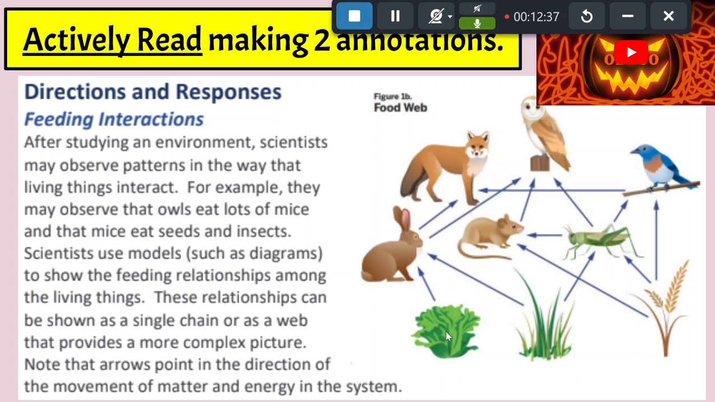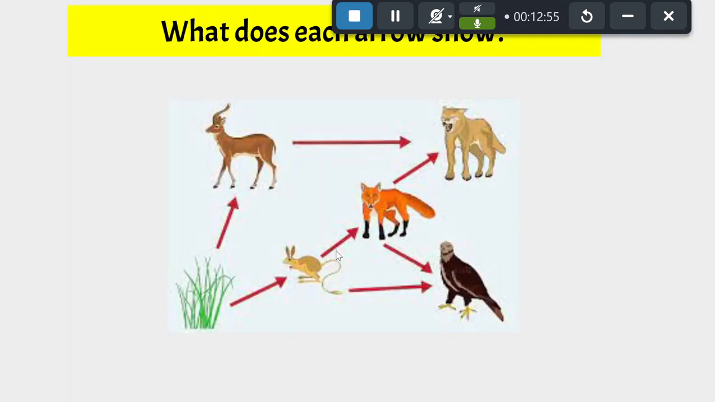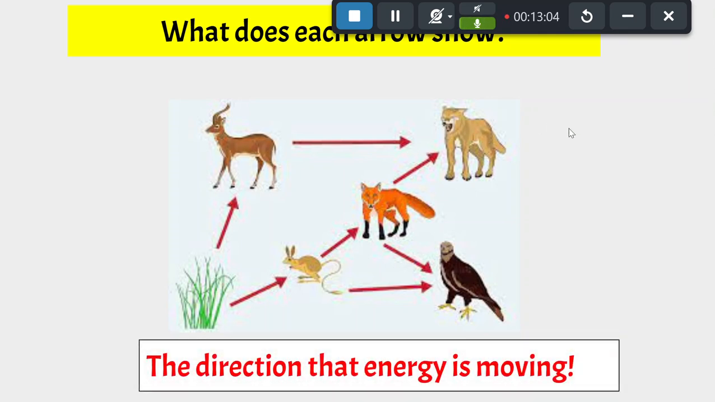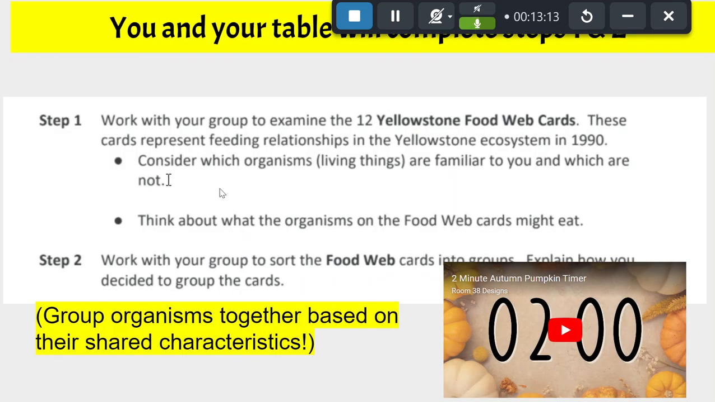So I have lettuce with an arrow pointing to the rabbit. The energy that the lettuce created, because it was in the sun, the energy is moving to that rabbit. If this hawk eats the rabbit, the energy in the rabbit is moving to the hawk. Okay, and so again, we want to look at the arrows. What does each arrow show? It shows the direction that energy is moving. So it's moving from the grasses to whatever creature that is, and from whatever creature that is to the fox. It's moving from the grasses to the antelope. Sorry, went too fast.